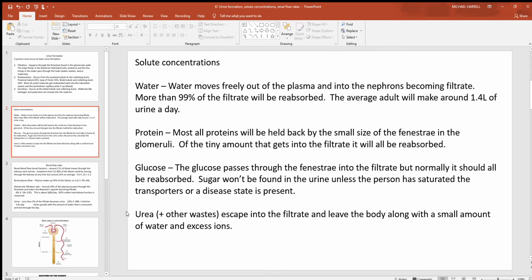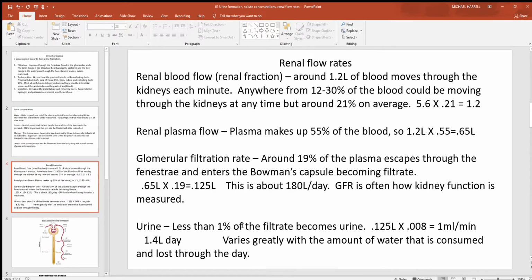That does not happen. So if you look at urea, that is what's going to escape out of the nephrons right there. A little bit of water, that way it'll flow, waste and excess materials right there. And again, that is less than 1% of all the filtrate escapes is what we call urine. That urea is just one of the most common waste products in it, and that's where urine gets its name.